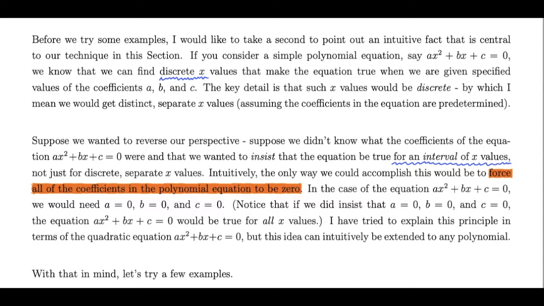This is a really core idea in our technique, as you'll see over the next couple of examples. And let me just reiterate, as I've highlighted here, the key idea is that in order for an equation like this, a polynomial set equal to 0, to be true for an interval of x values, we need to force all of the coefficients in that polynomial to equal 0. And I've explained this in terms of a quadratic, but this would clearly be true if my polynomial equation was instead a cubic or a quartic. This would be true for any polynomial.